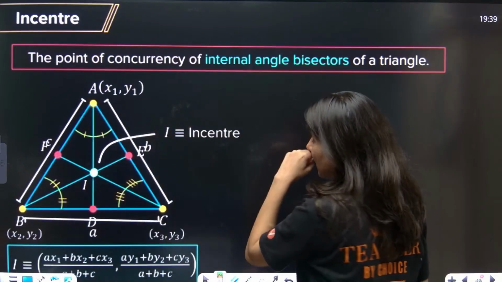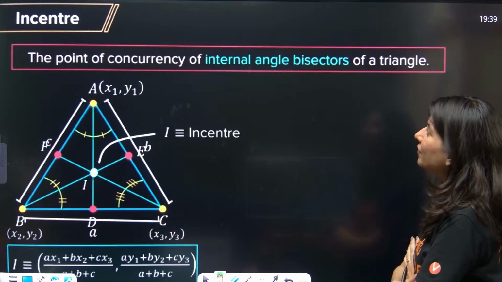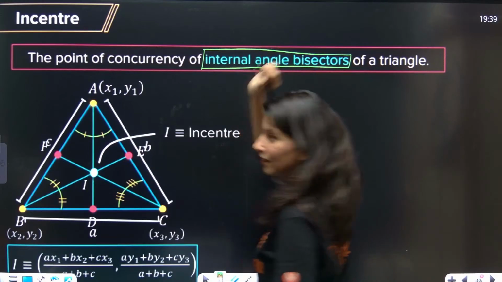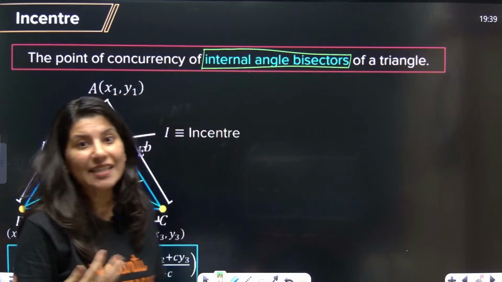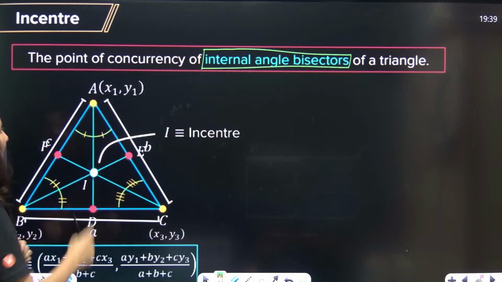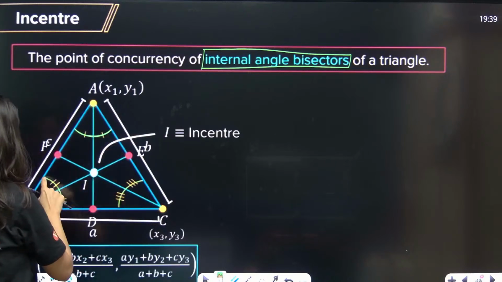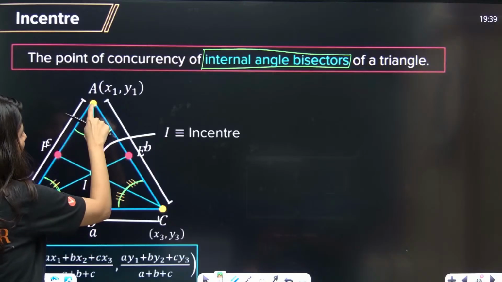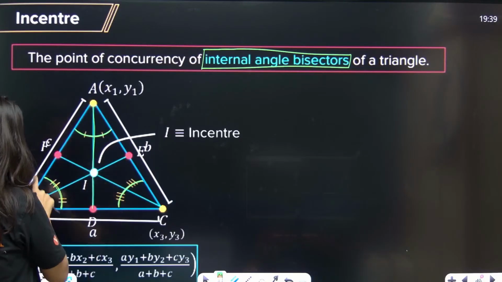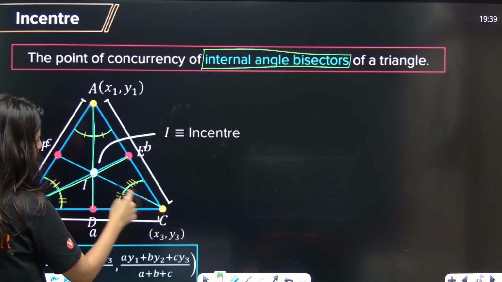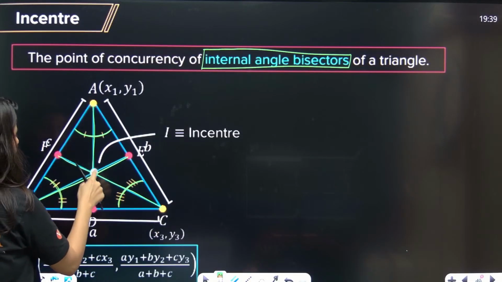Chalo, let's do the point of concurrency of internal angle bisectors of a triangle. So first of all, what is the incenter? There is a triangle. There will be 3 angles of a triangle. Can you see 3 angles? Now this angle will have its angle bisector. This angle will have its angle bisector. This angle will have its angle bisector.